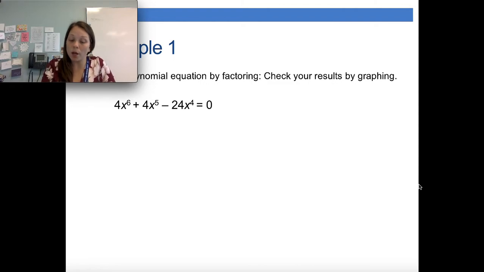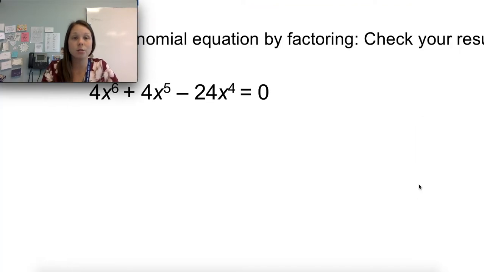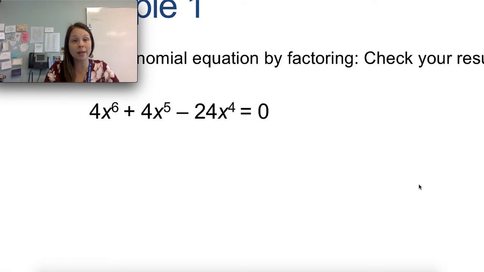In example 1, we want to solve the polynomial equation by factoring, and you can always check your results by graphing to know if you did it right. But the goal here is to do this algebraically, hence this being an algebra course. Starting off, we have 4x to the 6th plus 4x to the 5th minus 24x to the 4th.